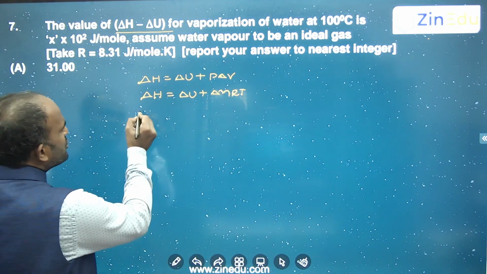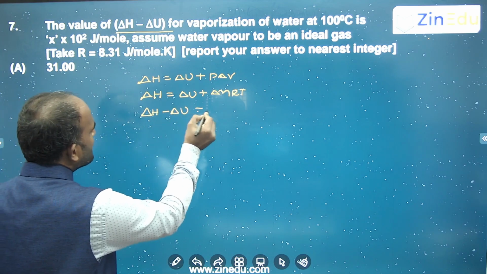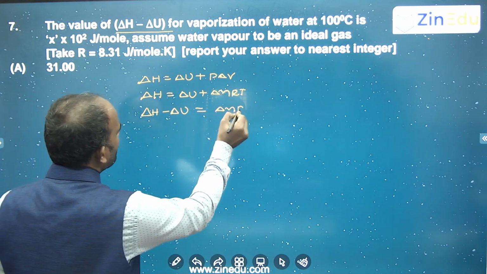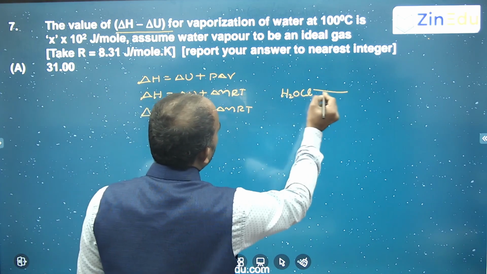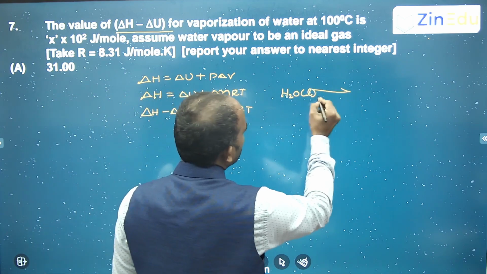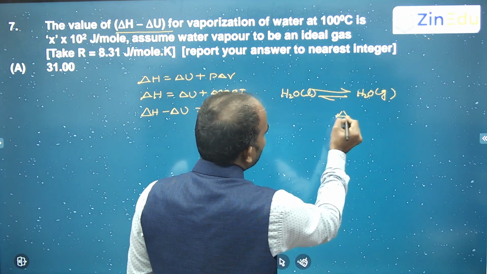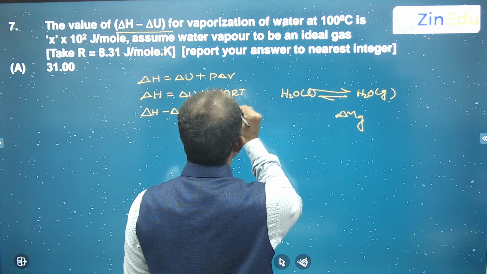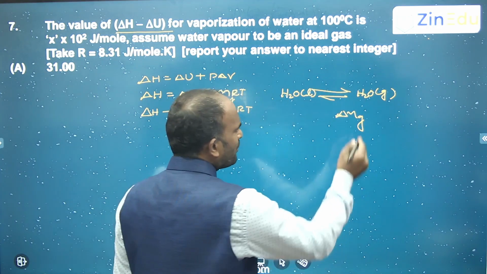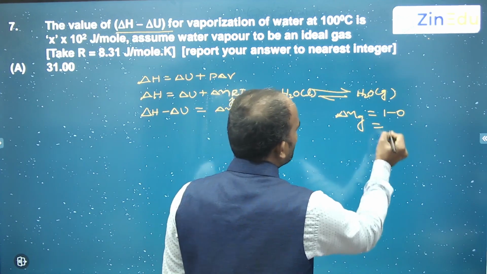Now delta H minus delta U is equal to delta n RT. Now let us consider H2O liquid converting into H2O gas. Delta ng or delta n, here also you can write delta ng, is the change in the number of moles of gaseous products minus the reactants. 1 minus 0, that is equal to 1.